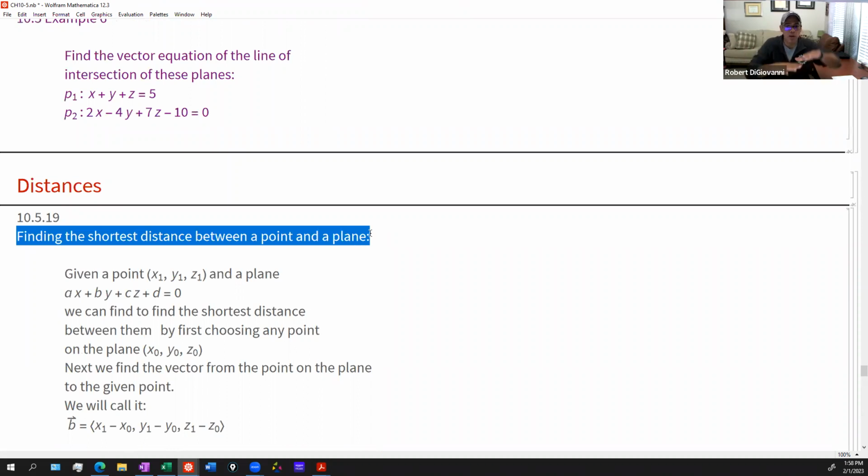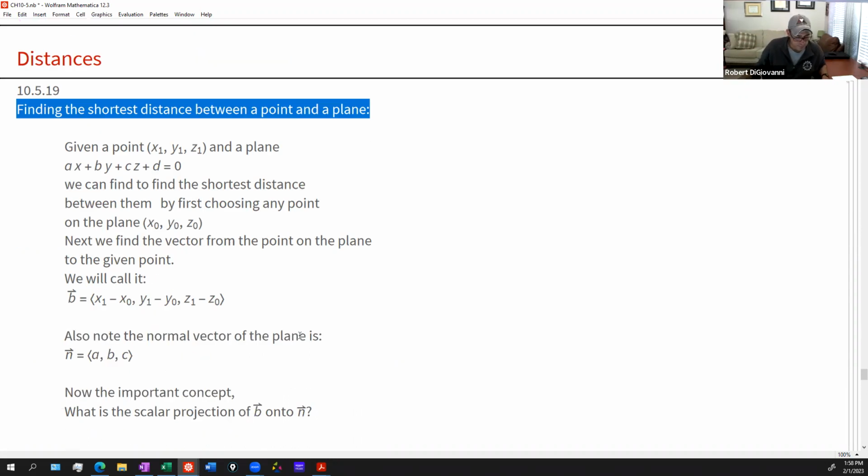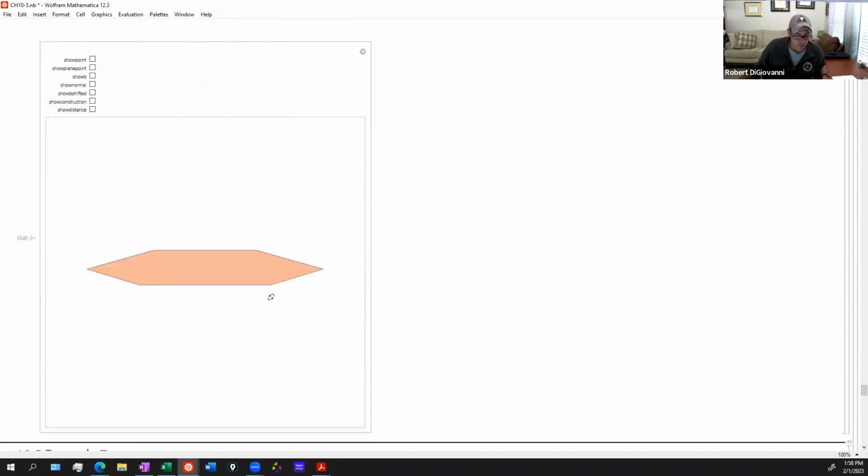So imagine that you have a plane sitting in three-dimensional space. It's not necessarily the XY plane, so it's not flat on the ground. It might have some tilt to it. And you're trying to find the shortest distance between that plane and some arbitrary point. Can we do it? I'm going to show you how we can do it.